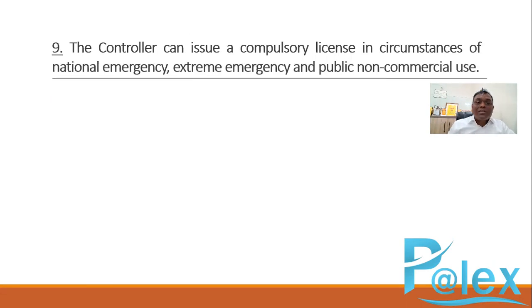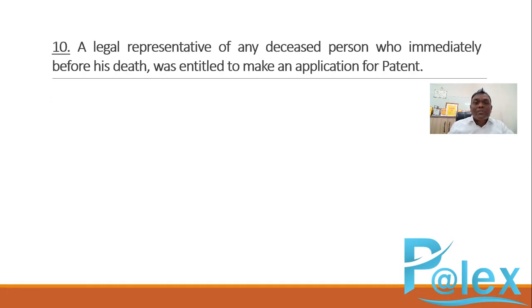Question number 9, the controller can issue a compulsory license in case of national emergency, extreme emergency, and public non-commercial use. That's a true answer. This is as per section 84, which speaks about the criteria for getting a compulsory license basically.